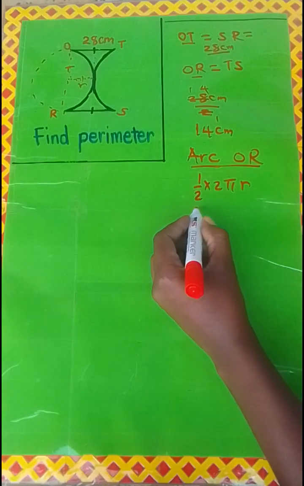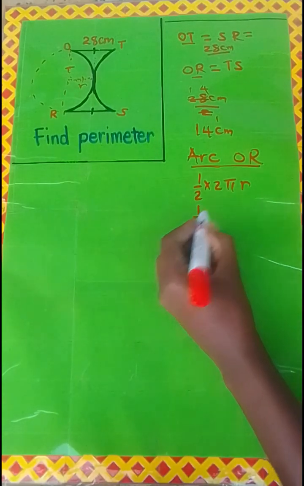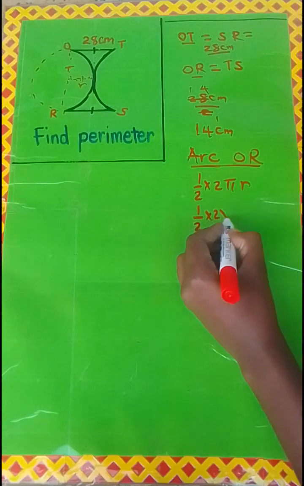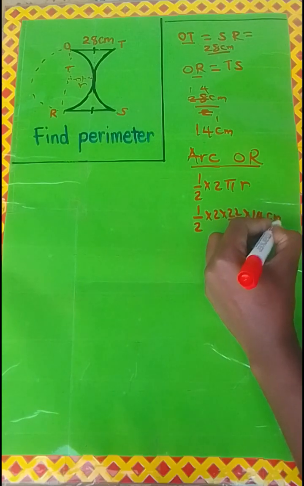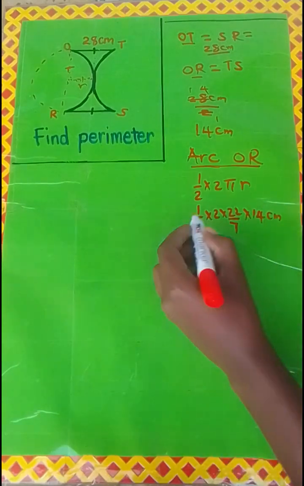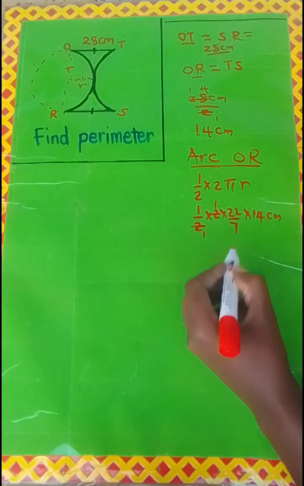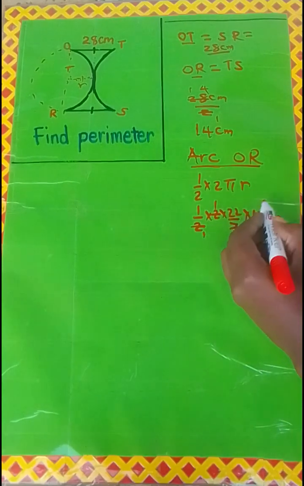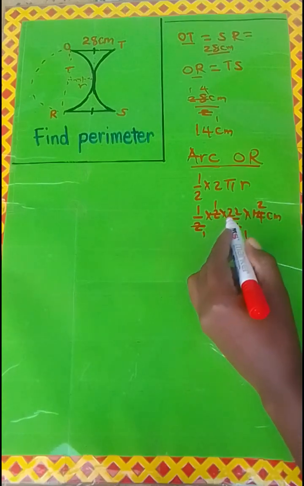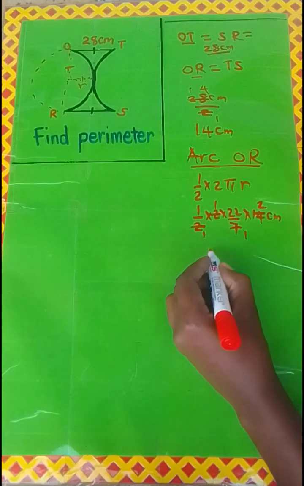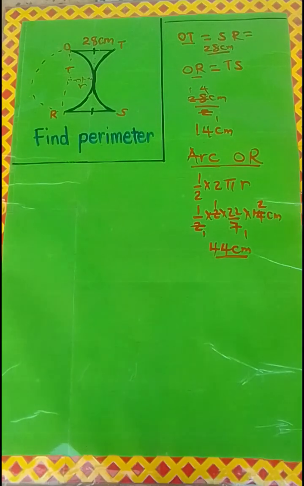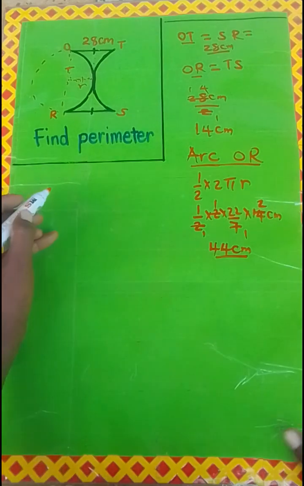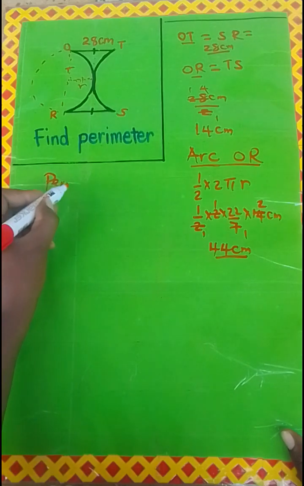So we can say a half times 2 times 22 over 7 times 14 centimeters. Now, we can reduce by 2, 1, by 2, 1, by 7, 1, by 7, 2. So we shall remain with 22 times 2 centimeters, which is 44 centimeters. Now, knowing that, we can go ahead and get the perimeter.